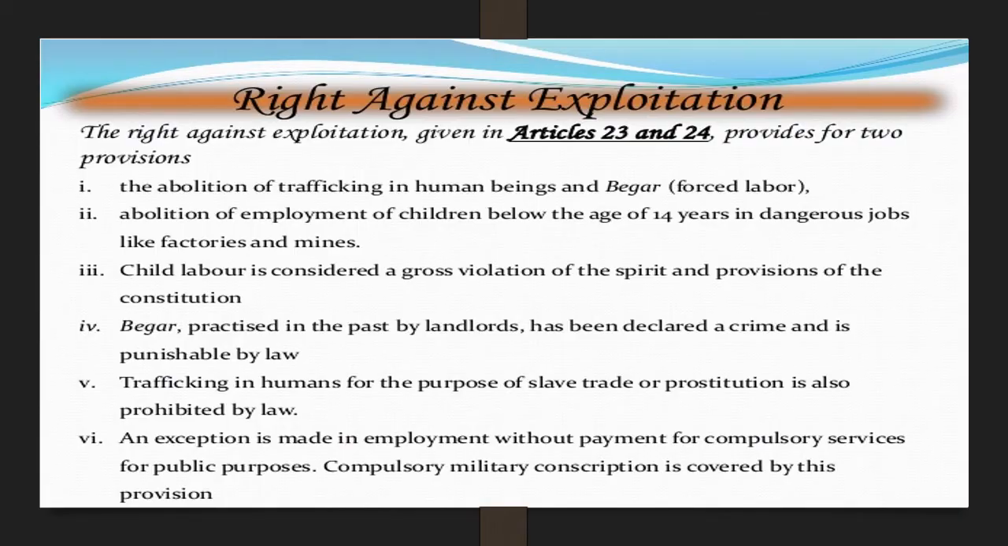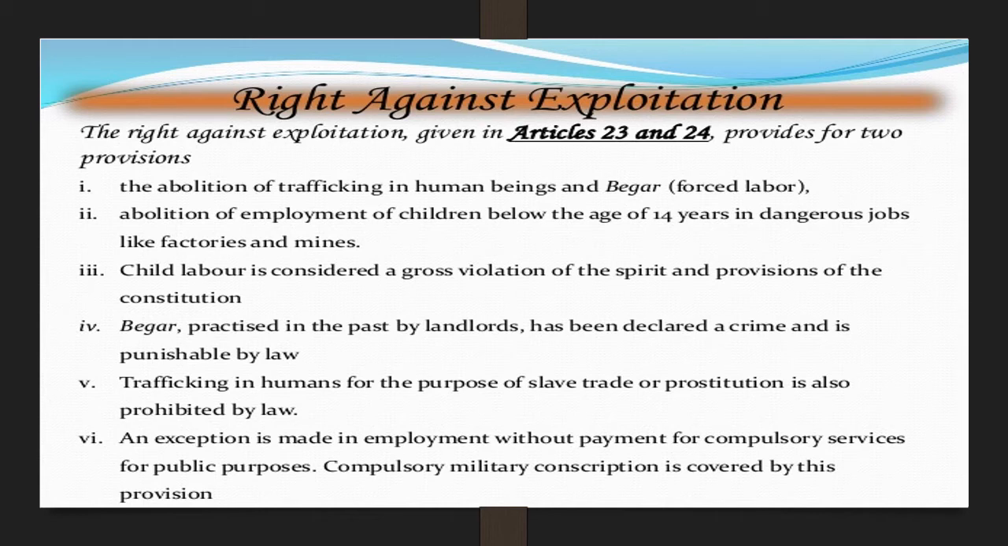human beings. Right against exploitation is given in Articles 23 and 24, as we have already discussed, which provide for two things: the abolition of trafficking in human beings and forced labor, and the abolition of employment of children below the age of 14 years in dangerous jobs like factories and mines. Child labor is considered a gross violation of the spirit and provisions of the Constitution. Forced labor practiced in the past by landlords has been declared a crime and is punishable by law. Trafficking in humans for the purpose of slave trade or prostitution is also prohibited by law.